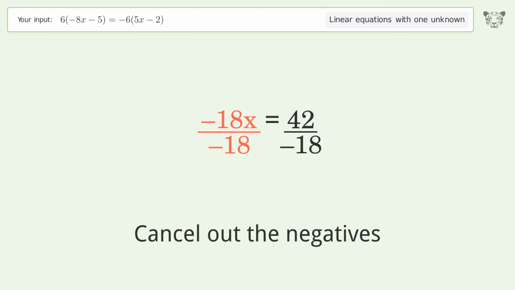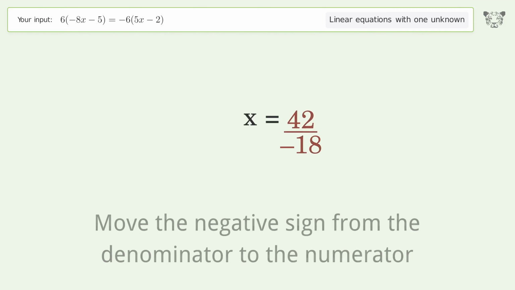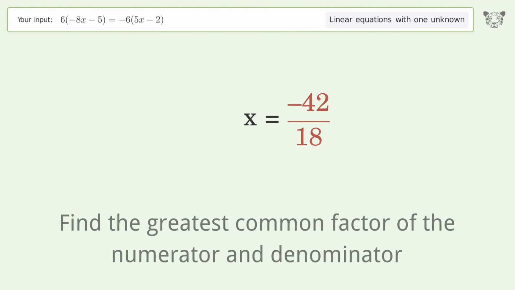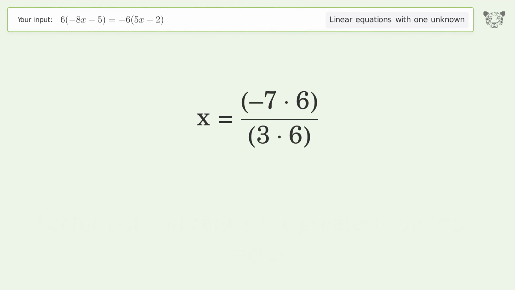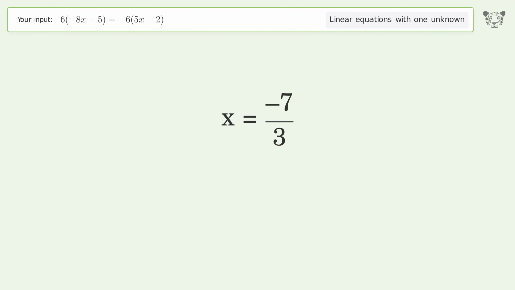Cancel out the negatives. Simplify the fraction. Move the negative sign from the denominator to the numerator. Find the greatest common factor of the numerator and denominator. Factor out and cancel the greatest common factor. And so the final result is x equals -7/3.